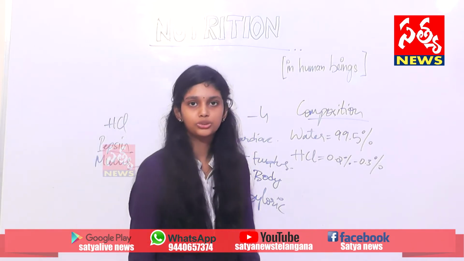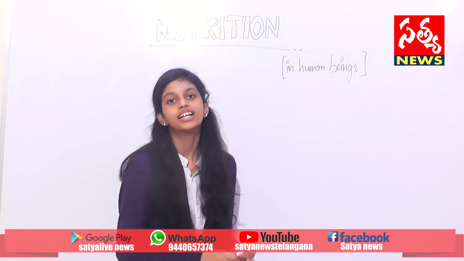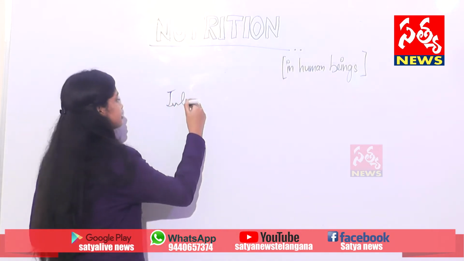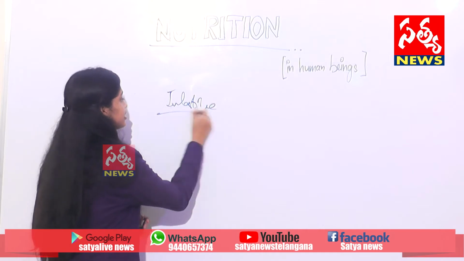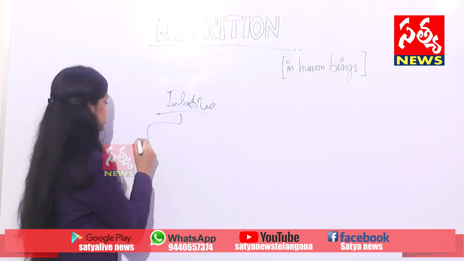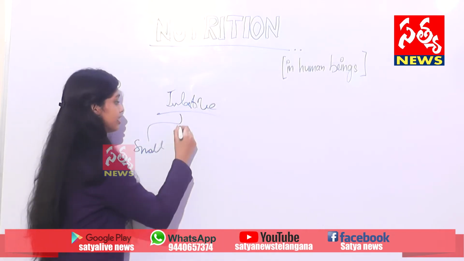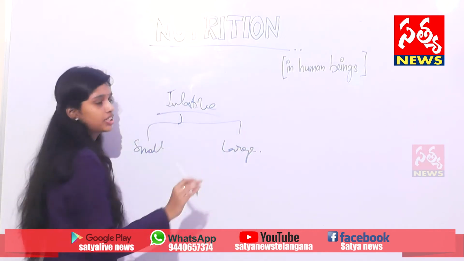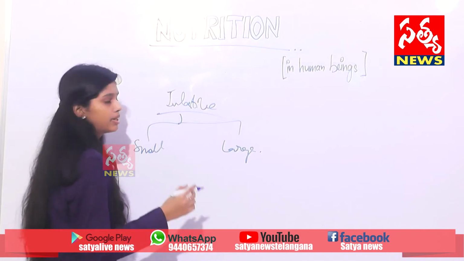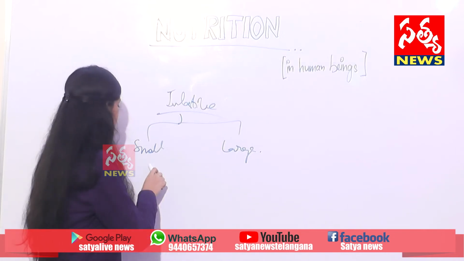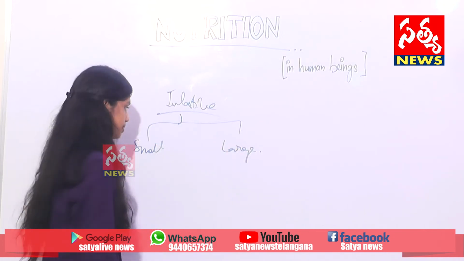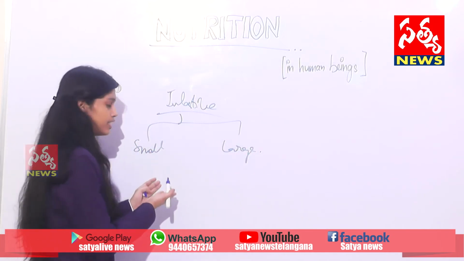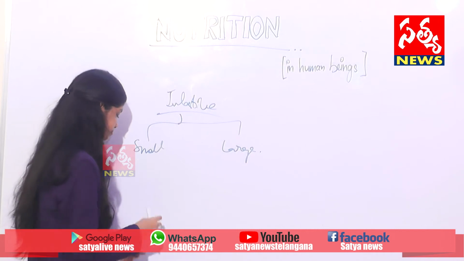And now let us go to the intestines. The intestine is divided into 2 parts, the small intestine and the large intestine. This division is not based on their length, but on their width. The small intestine is the longest tube in the alimentary canal, and the complete digestion, the end of the digestion, takes place in the small intestine.